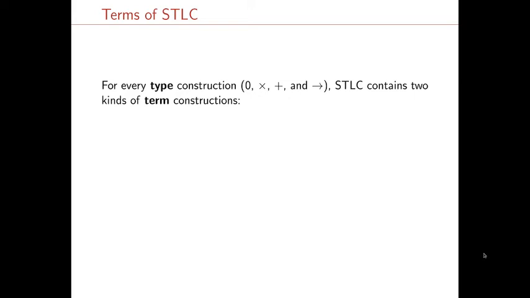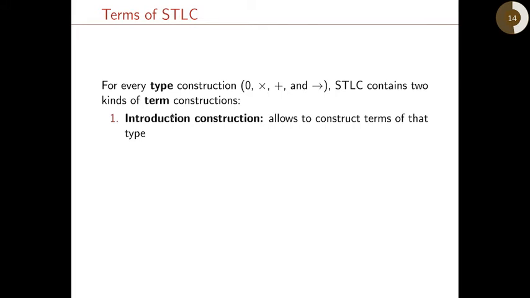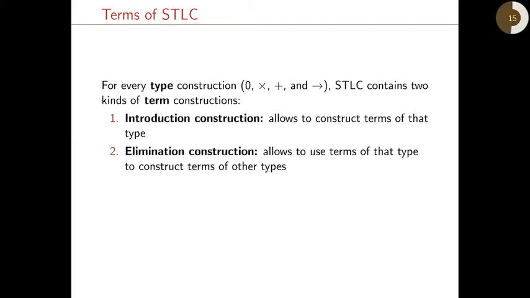Next, we look at the term constructions of the simply typed lambda calculus. For every type construction, 0, times, plus, and arrow, the simply typed lambda calculus contains two kinds of term constructions. Firstly, an introduction construction, which allows us to construct terms of its corresponding type. And secondly, an elimination construction, which allows us to use a term of that type to construct terms of other types.